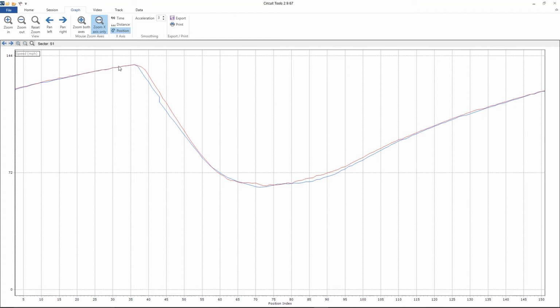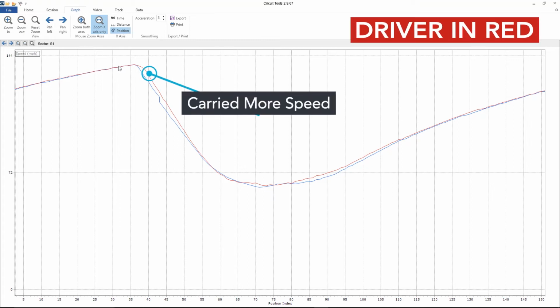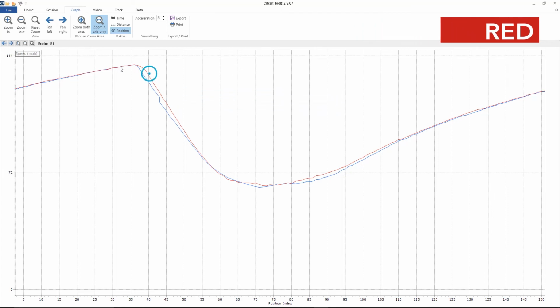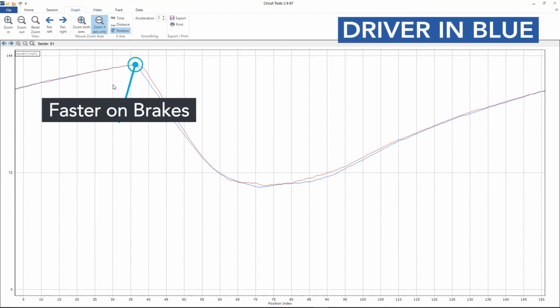However, at the braking point we can see that the driver in blue has applied the brakes a little bit earlier than the driver in red. So the driver in red has carried a lot more speed down through this braking zone. You can see there's a bit of a gap between the two traces there. What we can also identify is the driver in blue has spent less time coming off the throttle and applying the brake than the driver in red.